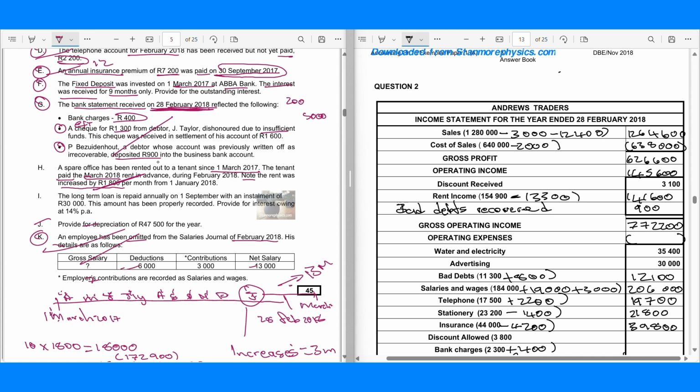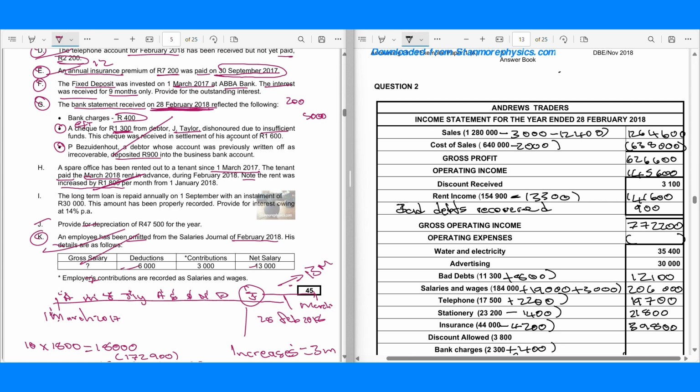Check shop. Okay, an EFT received from a debtor. All right. So this transaction affects our income statement. An EFT received from a debtor. We received 1,300 from debtor J. Taylor, dishonored due to insufficient funds.